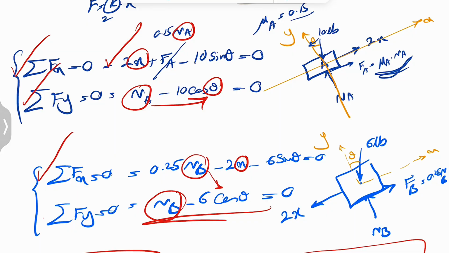Because we have the two blocks on the verge of moving, we have to satisfy all these four equations at the same time to satisfy the equilibrium condition. And that's the moment that we're going to move from equilibrium to motion.